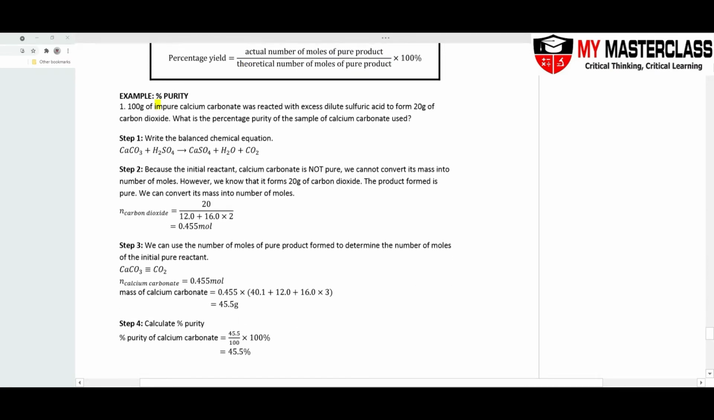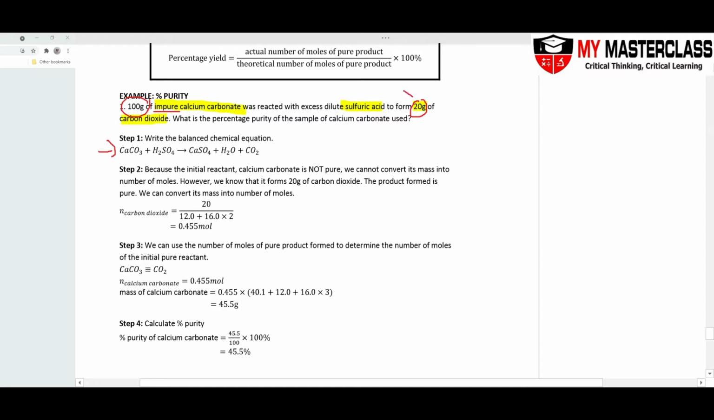100 grams of impure calcium carbonate was reacted with sulfuric acid to form 20 grams of carbon dioxide. What's the percentage purity? Same idea, step 1, write your balanced equation. Step 2, decide. You have 100 grams and 20 grams. But this 100 grams of calcium carbonate is impure, meaning that it is CaCO3 plus some other things. So I cannot apply mass over molar mass immediately because there are some other things that I'm not very sure what they are.